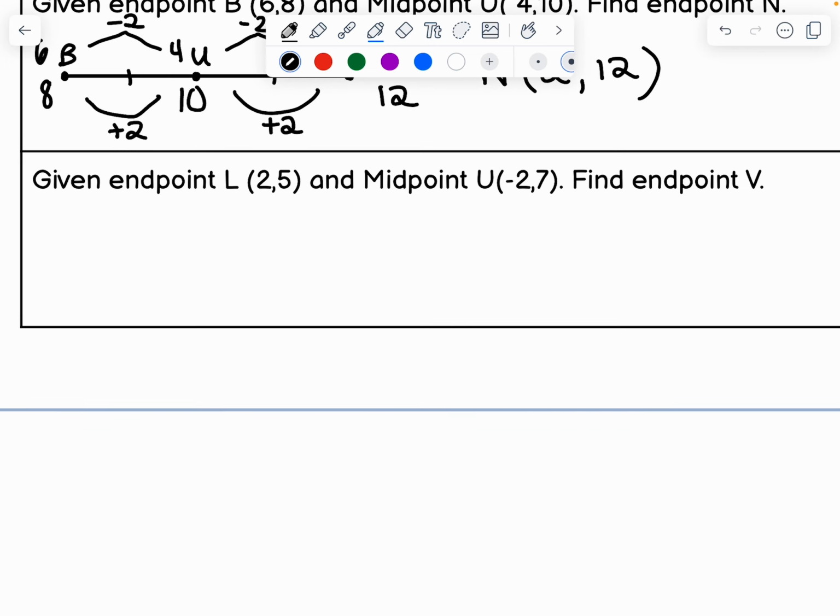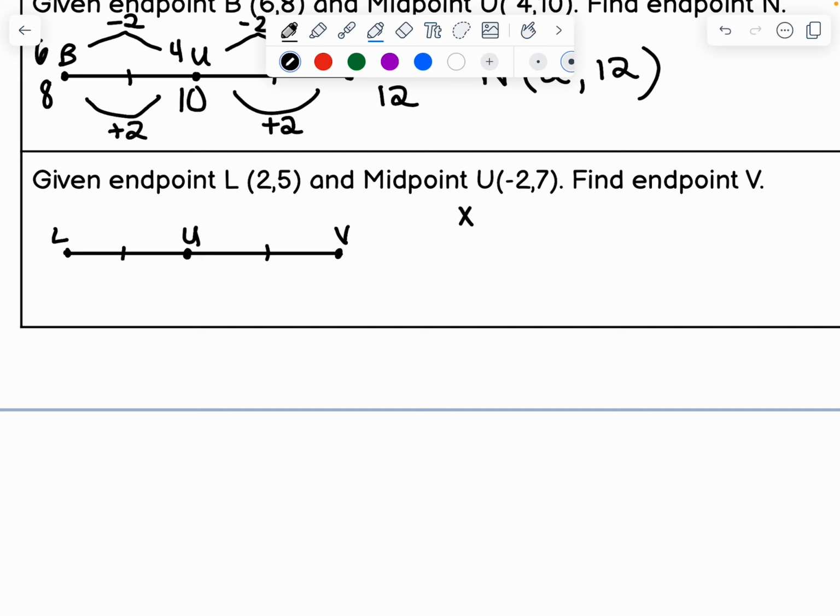Now, for our last problem, I'm going to show you how to do this using the midpoint formula. All right? So, we're still going to draw a picture. We have endpoint L, midpoint U, and endpoint V that we need to find. If U is a midpoint, we need tick marks.